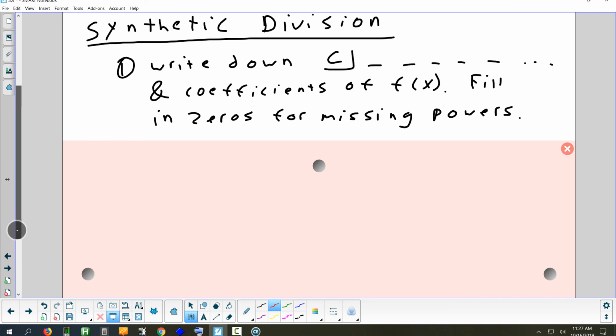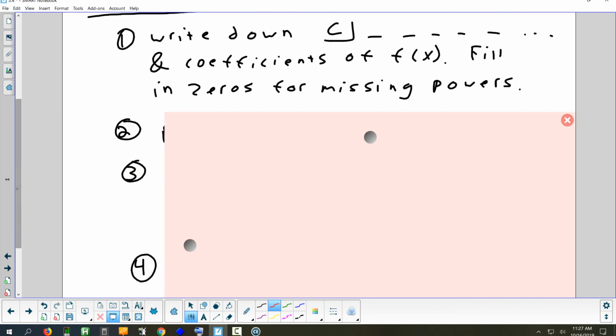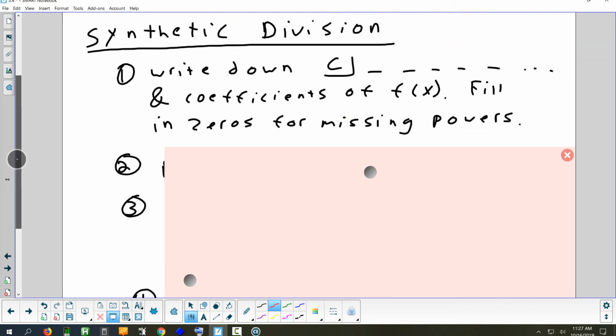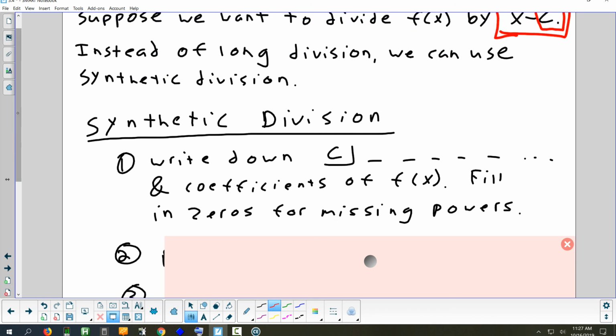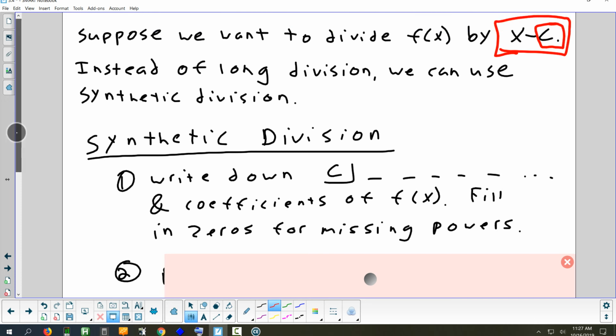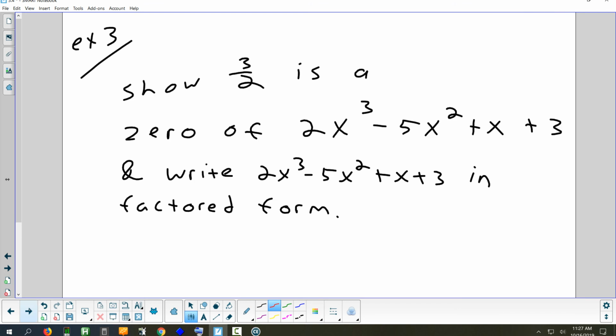So leave yourself, I think there's 4 steps. So I'd leave yourself maybe 4 or 5 more lines. And then we're gonna start an example. But if you want to put all your steps together, just leave yourself like 5 lines. Okay, let's look at our example.